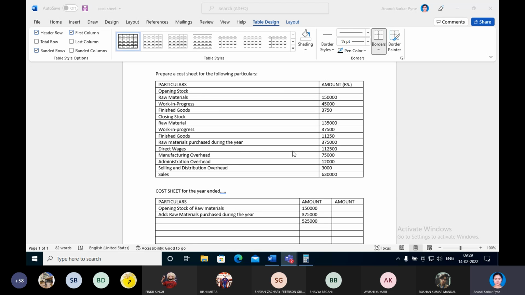So opening stock of raw material is 1 lakh 50. Add raw material purchase 3 lakh 75. So we get 5 lakh 25,000. And we deduct the closing stock of raw materials. Closing stock of raw materials is 1 lakh 35,000.